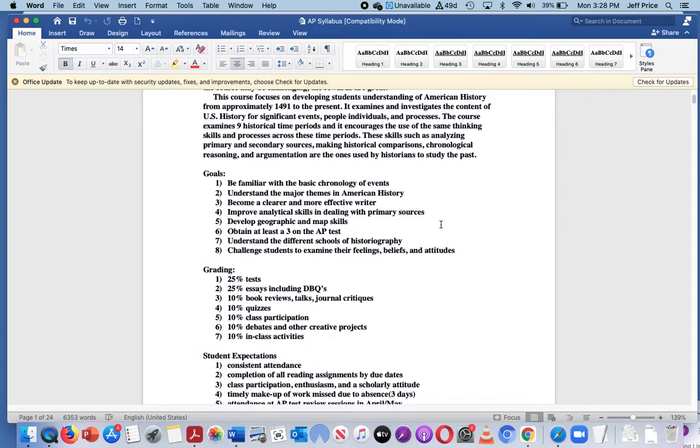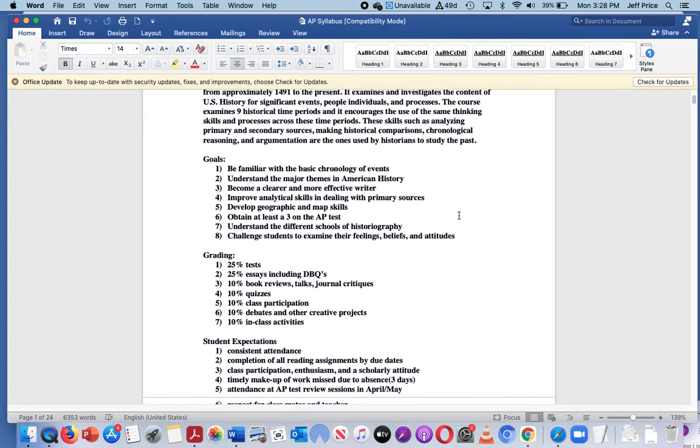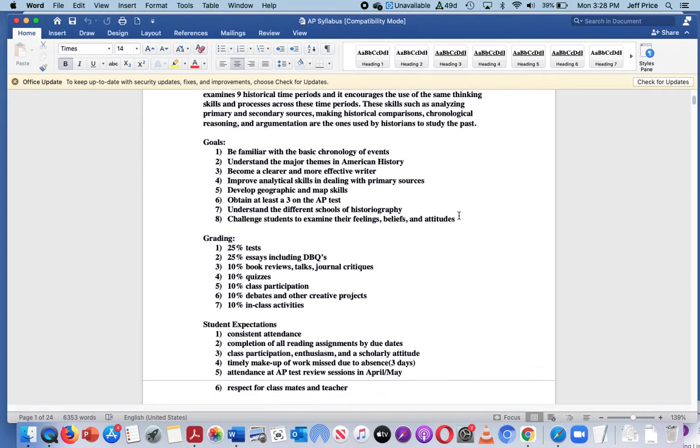My goals for them: be familiar with the basic chronology of events. To me, history is a story. Yes, it's more complicated than that, but if you know the story, you're going a long way to understanding the history. Become a clear and more effective writer. By the time we're done with the course, students in here will be much better writers, and we really do focus a lot on writing. They get a lot of feedback on their writing. We haven't done as much so far, but they are going to get some more. Improve analytical skills in dealing with primary sources, geography and map skills. We do a decent amount with that.